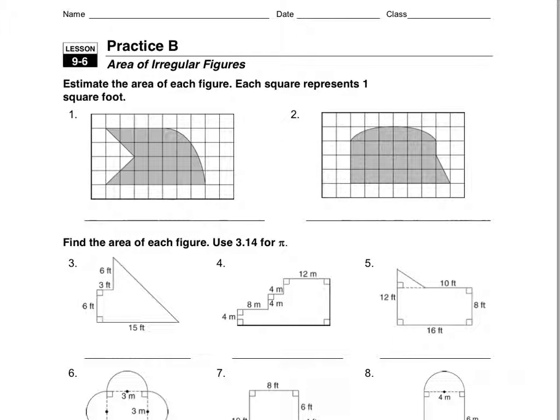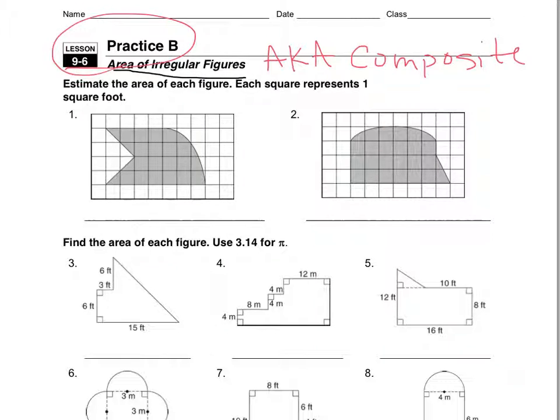In this video, we're going to look at how to find the area of irregular figures. Irregular figures are also known as composite figures, so you're going to hear both of those terminologies. I'm just going to pick one of the problems from your 9.6 Practice B worksheet and work it out with you.